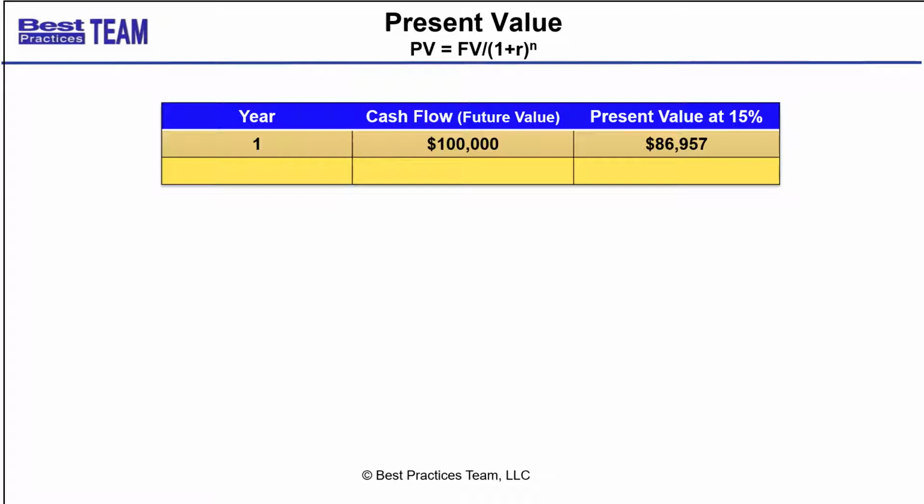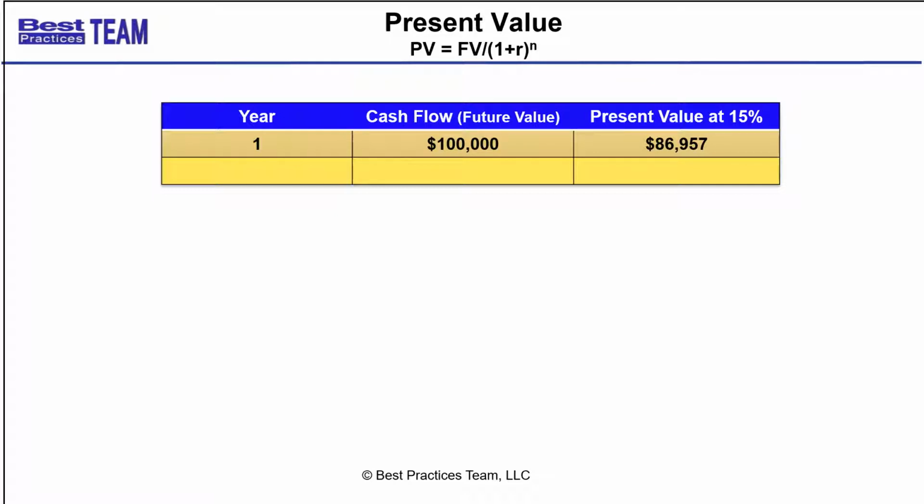Hence our equation at the top of the slide. Just reading this, it says the present value, what it's worth today in today's dollars, is equal to the future value, when we get that cash flow, divided by 1 plus the interest rate taken to the nth power, where n is the number of years in the future that we think we're going to get that cash flow.